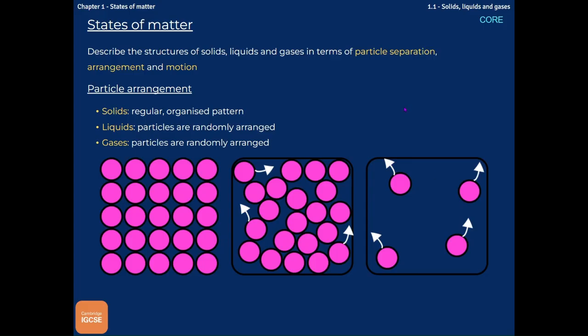All right. So let's talk about particle arrangement. So solids have regular organized patterns, right? Sometimes they arrange in a lattice, which is like a very organized structure. Crystal lattices are really fun to look at, like a diamond is a nice crystal lattice. Liquids, the particles are randomly arranged. They slide past each other, and gases, the particles are also randomly arranged, right? They're not even sliding past, they're bouncing off and bouncing off the walls. They have so much energy. They've broken free from those intermolecular forces, which are electromagnetic, and they can now fly all over the place.